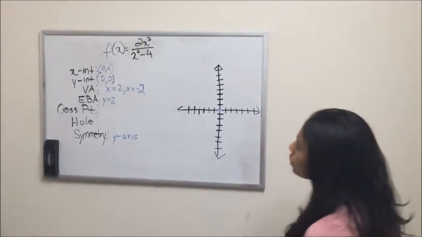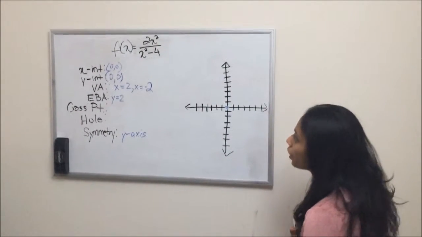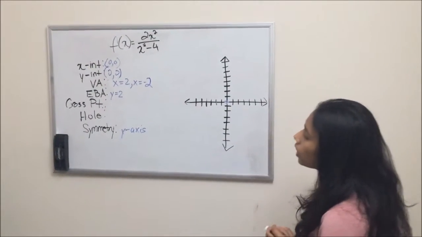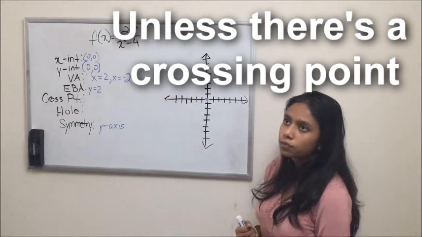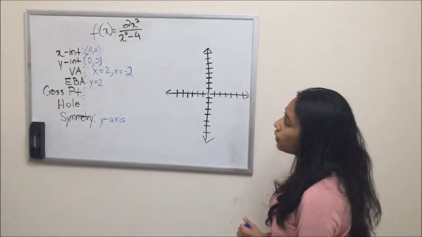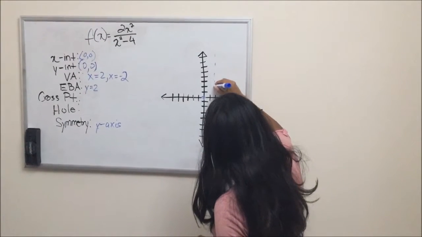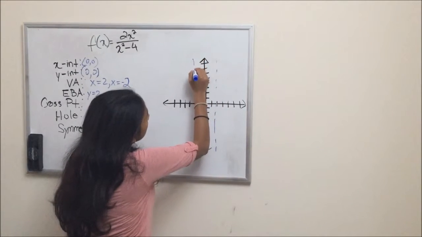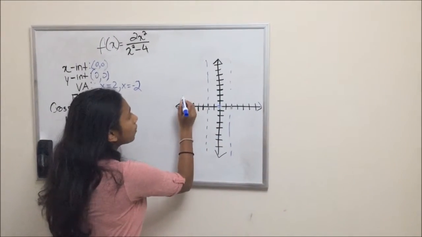Okay. First, you plug in the x-intercepts. We already did that. Over here, it's 0, 0. The y-intercept is also the same, so we don't need to do that either. Then we plug in the asymptotes. Asymptotes are drawn with a dotted line. The vertical asymptotes are at x equals 2 and at x equals negative 2. There's a horizontal asymptote at y equals 2.